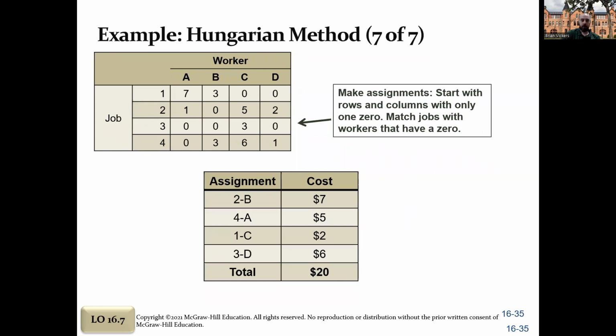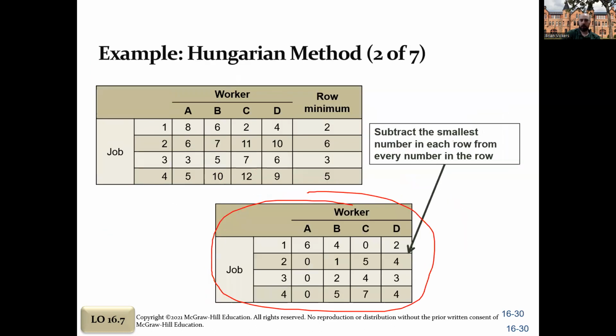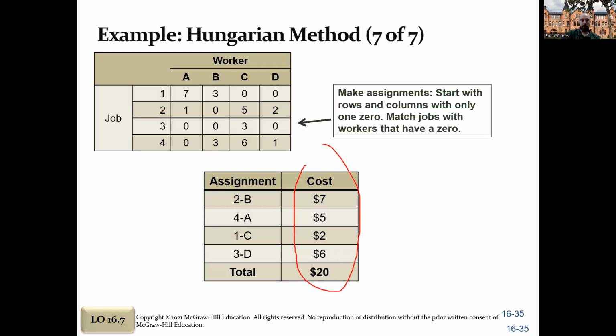And when I do that and I make those assignments, I revert back to the original costs, way back on the original form. That's why you don't want to erase it, you just want to draw under it. And 1C was $2, 3D was $6, 4A was $5, and 2B was $7. I add that up. 2 and 7 is 9, plus 6 is 15, plus 5 is 20. And so that becomes my total cost.